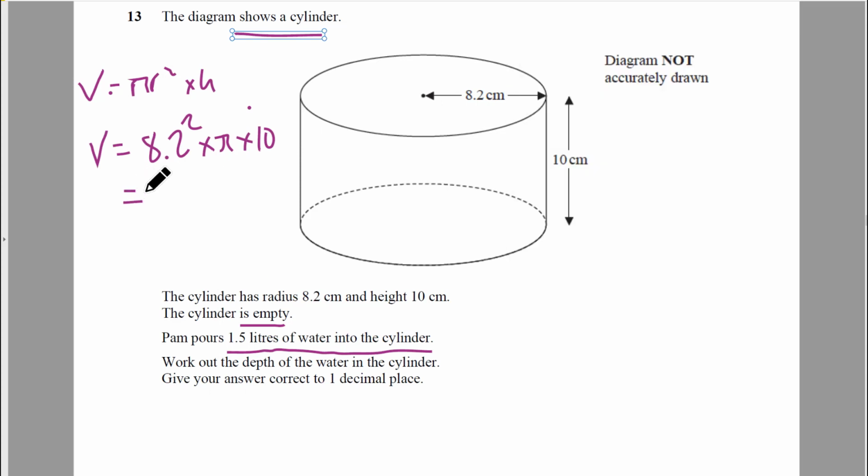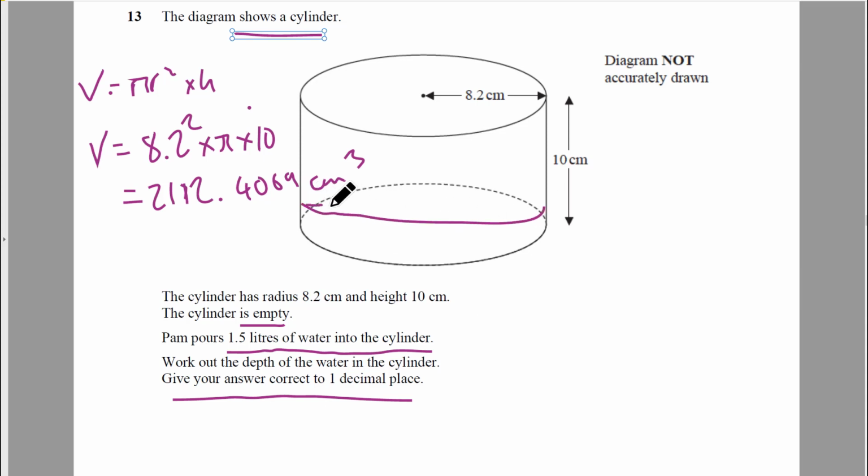So that was 2112.4069. Now that's centimetres cubed. I've just used all the digits because it's not that many. Pan pours 1.5 litres of water into the cylinder. Work out the depth of the cylinder. So this is your problem solving part. How high is 1.5 litres going to be?